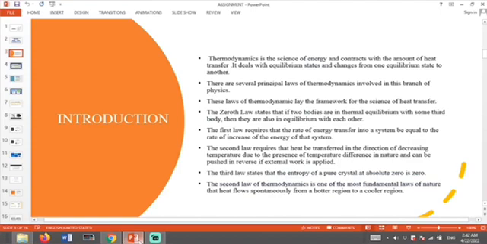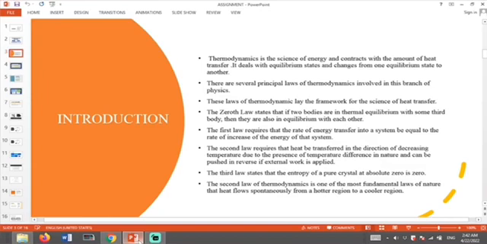Thermodynamics is the science of energy and deals with the amount of heat transfer. It deals with equilibrium states and change from one equilibrium state to another. The zeroth law states that if two bodies are in thermal equilibrium with some third body, then they are also in equilibrium with each other.